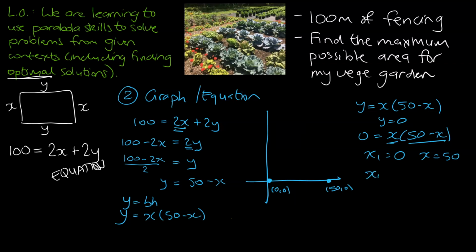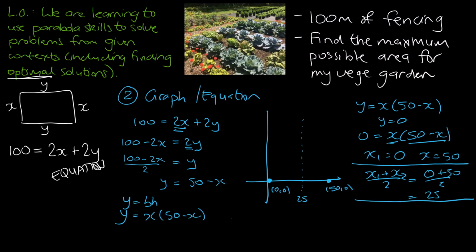So the vertex would be x1 plus x2 divided by 2. That's going to be 0 plus 50 divided by 2, and that's going to be equal to 25. So we know our vertex, that's going to be somewhere along that 25 line. And the final step, what we can do is if we put the x back into the equation, we'll be able to find out the corresponding y value. So we'll do that. So I'll just put a line between steps so we know what we're doing. So those are our steps.